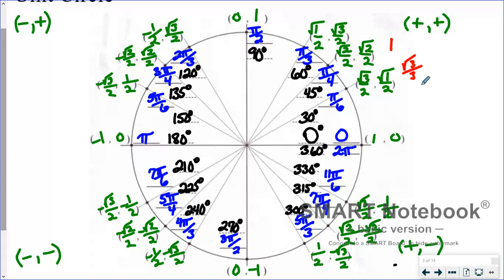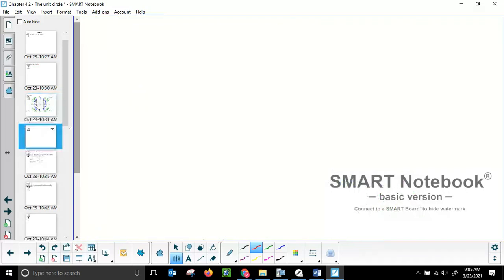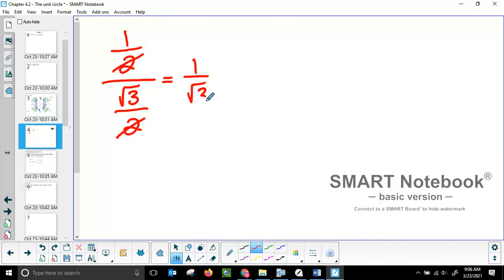Question. What do we do to get square root of 3 over 3? I took this and I divided it by this. Yeah, I get that, but like then you have square root 1, or 1 over square root of 3. Let me get some more room to show again. Okay, so we have 1/2 divided by the square root of 3 over 2. So these cancel. So now I'm just left with 1 over the square root of 3.